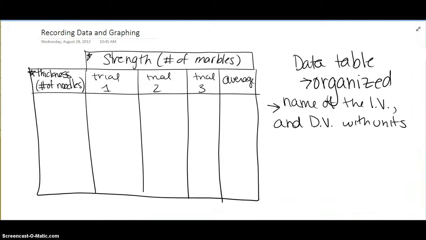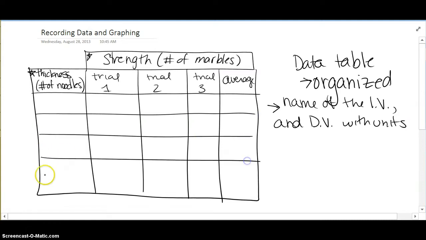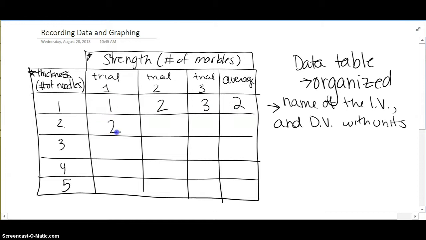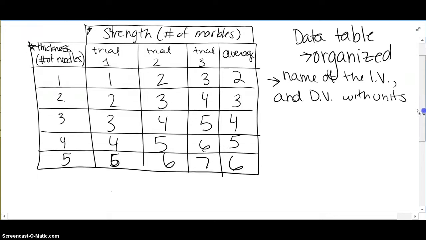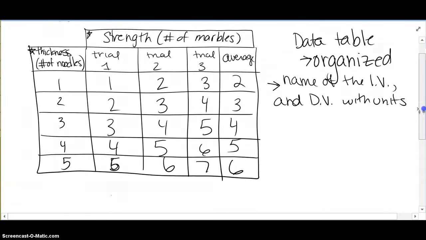So let's say that I do this experiment and I fill in my data. I did 5 thicknesses. And in trial 1, I'm just going to make up some data. It held 1, 2, 3, average of 2; 2, 3, 4, 3; 4, 5, 4; 5, 6, 5; 6, 7. So this is pretend data. And I've got that on average, a 1 noodle bridge held 2 marbles. What I do next with that data is I graph it.